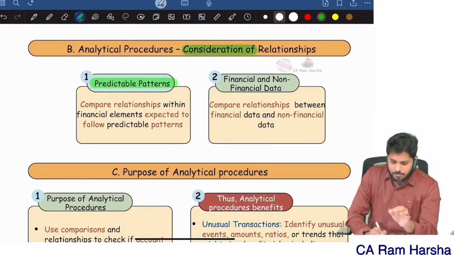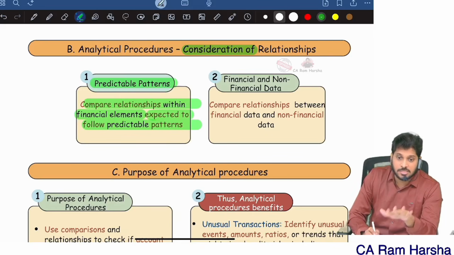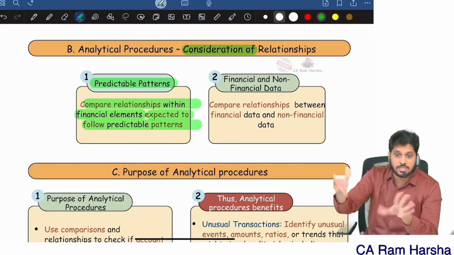Predictable pattern, like comparing relationships within financial elements, which are expected to follow a predictable pattern. Sales we can predict, purchases we can predict. If both can be predicted, closing stock can be predicted. Yes or no? Some expenses, repairs and maintenance, we can predict. Some expenses like advertisement and research we can't predict.